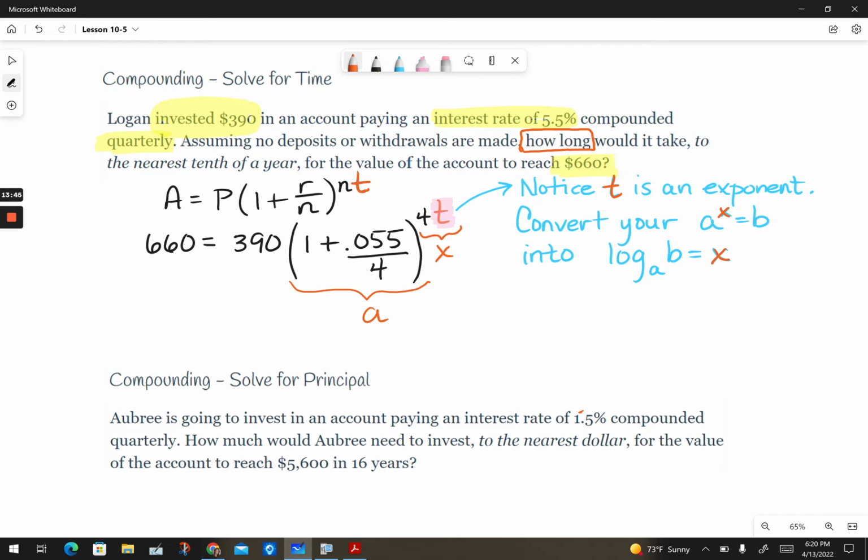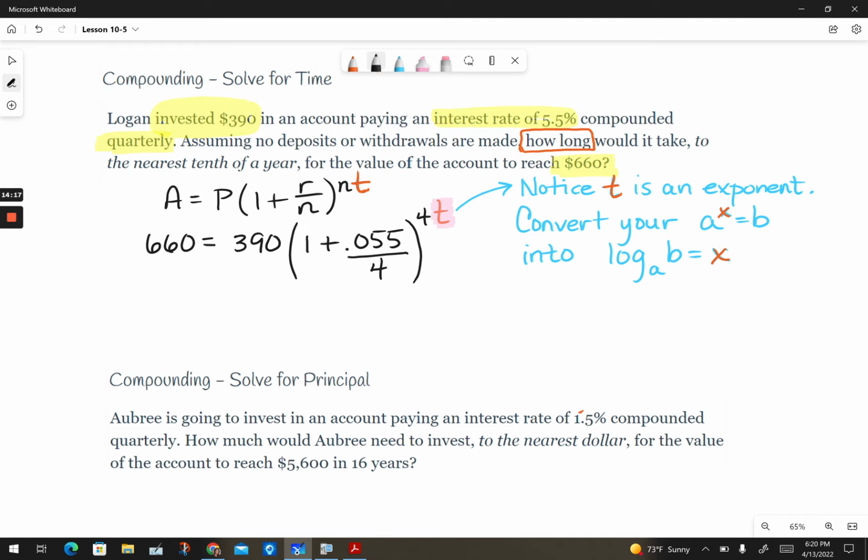So I need to get rid of it, but I can't exactly just erase it. You can't just erase a number in math just because we want to get rid of it. We have to use some actual arithmetic or algebra. So let us get rid of it: 390 is multiplying against 1 plus 0.055 over 4 to the 4t power. So why not divide both sides by 390? So I'm going to divide both sides by 390.